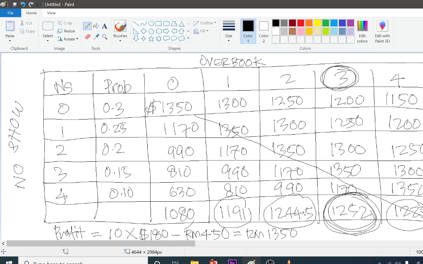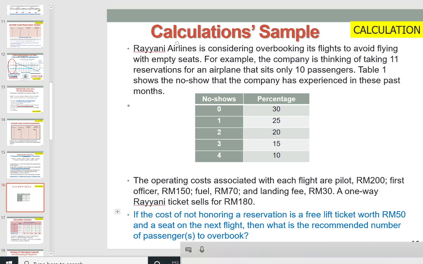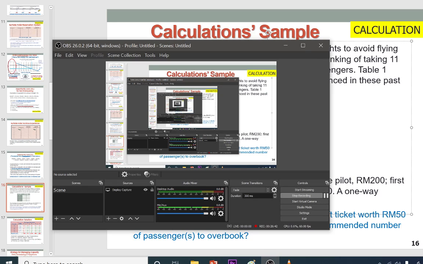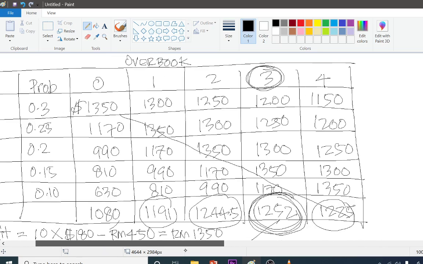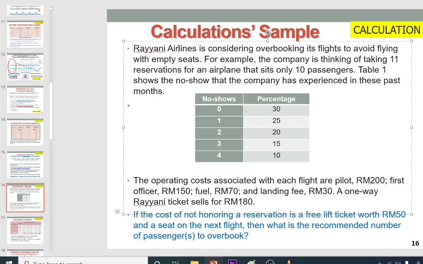So this is the answer for the question being asked here, right? If the cost of not honoring a reservation is a free flight ticket worth 50 ringgit and a seat on the next flight, then what is the recommended number of passengers so that Ryanair can engage in overbooking? So the answer is basically 3 overbooking, right? Okay, that's the way we calculate the overbooking for this scenario of Ryanair Airlines.